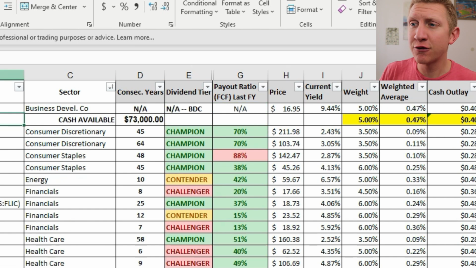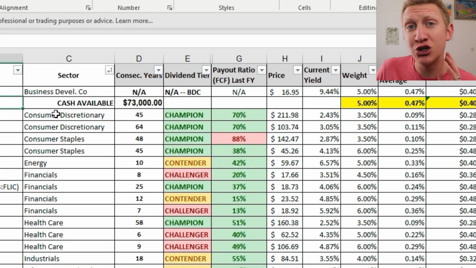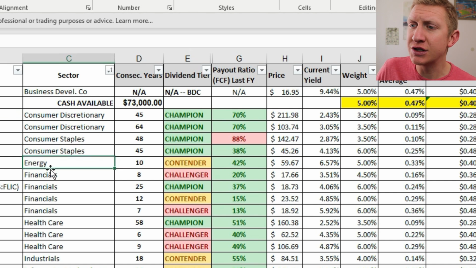If we filter by sector first, we can see here I do have 1 business development company, more on that in a second. I've got 2 different dividend stocks in the consumer discretionary sector of the economy. Consumer staples, I've got 2. I've got 1 energy stock. I've got 4 financial stocks. I really had to trim back there. I had like 7 or 8. That was actually a hard choice for me.